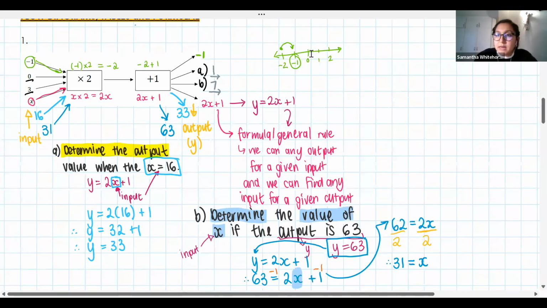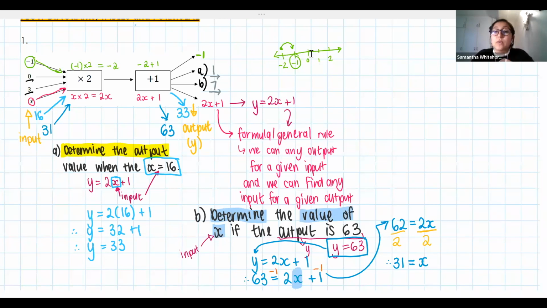This is why being able to work with flow diagrams, rules, formulas, whatever, is so important. Because once you have a rule, whether it has come from a flow diagram or a table, you can do a lot with that rule. This idea comes into number patterns, graphs, financial maths, honestly anything to do with algebra. So it's really important that we are able to use formulas we've been given in order to work out different values.